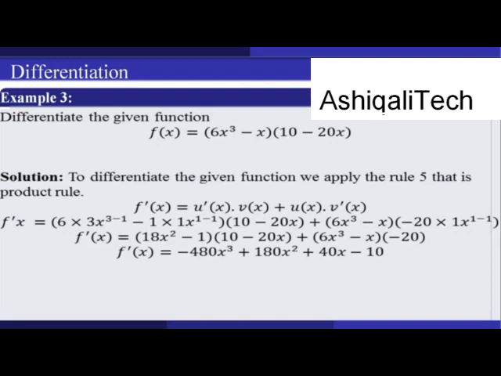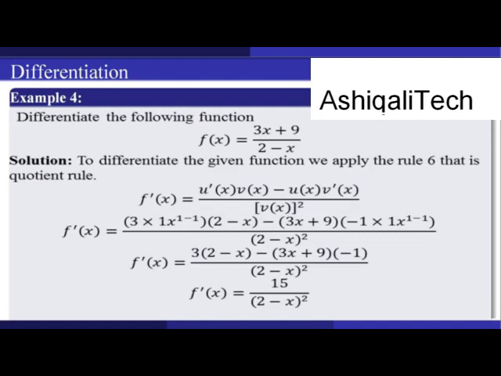So we get f'(x) = 6 times 3x^(3-1) - 1 times 1x^(1-1) into (10 - 20x) + (6x^3 - x) times (-20) multiplied by 1x^(1-1). Now we simplify and we get f'(x) = (18x^2 - 1) multiplied by (10 - 20x) + (6x^3 - x) multiplied by (-20). So after further simplifications we get f'(x) = -480x^3 + 180x^2 + 40x - 10.